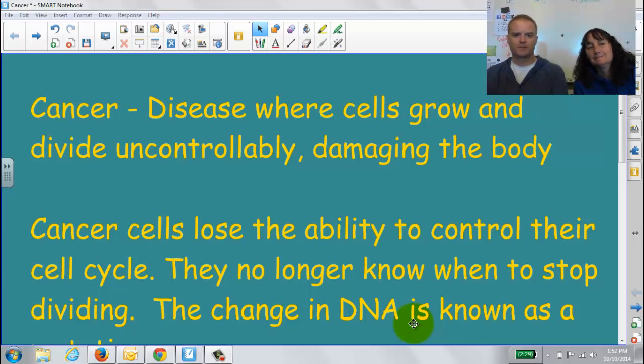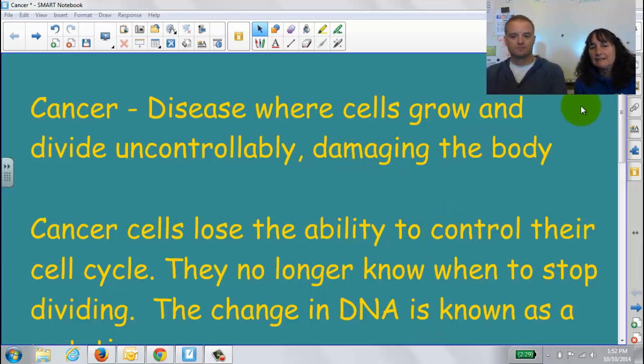This is on section 2-4, and we're talking about cancer. I think everybody has somebody in their family or a friend that's been affected by cancer. Not a fun disease. Not at all. And it all goes back to the whole cell cycle that we've been talking about.